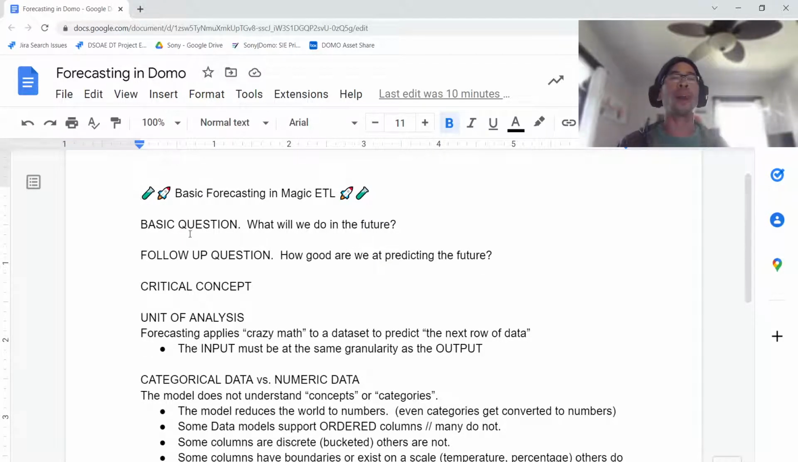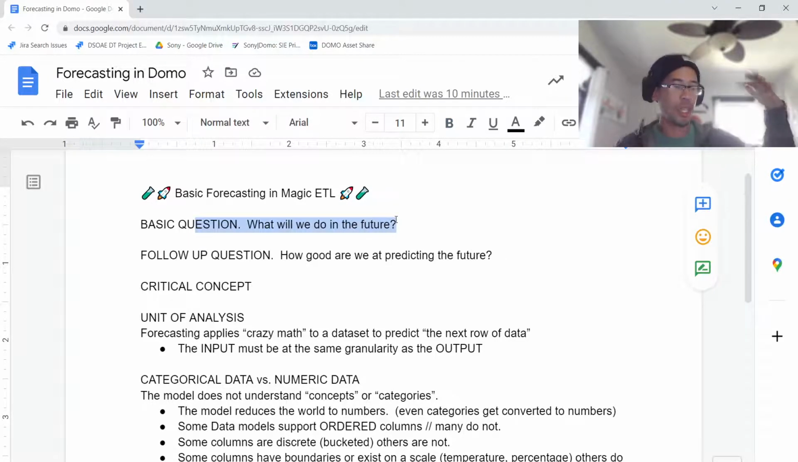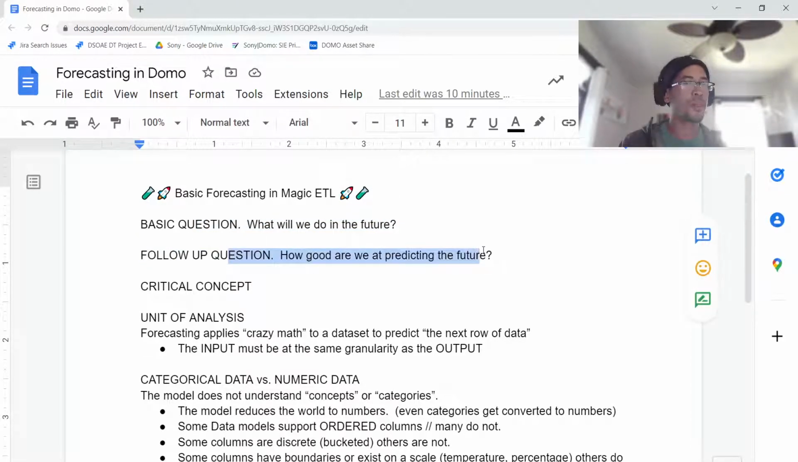The whole point behind forecasting is to answer this basic question: what will we do in the future? Can you create a new row in my data set and just predict the future? That's question number one. Question number two is, how good are we at predicting the future?